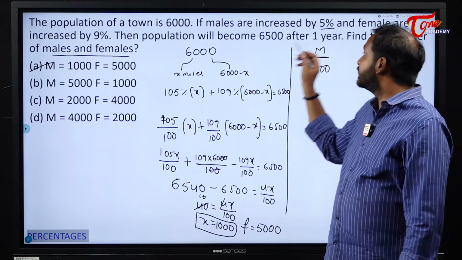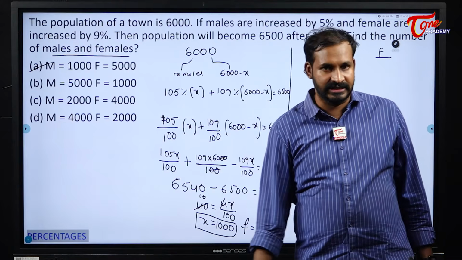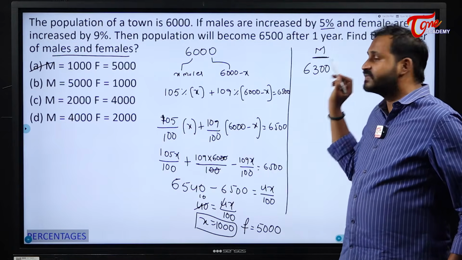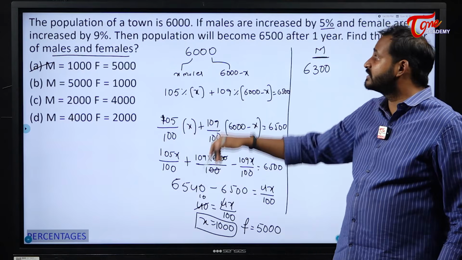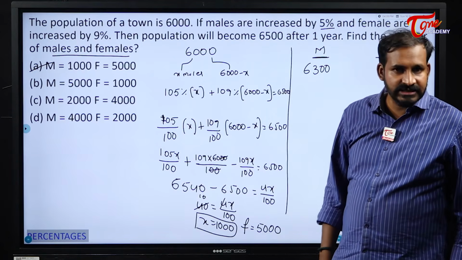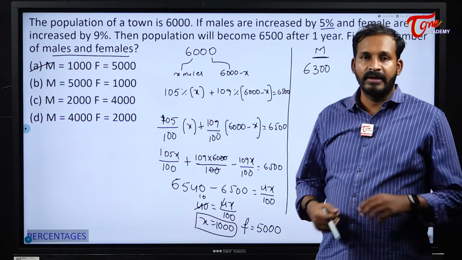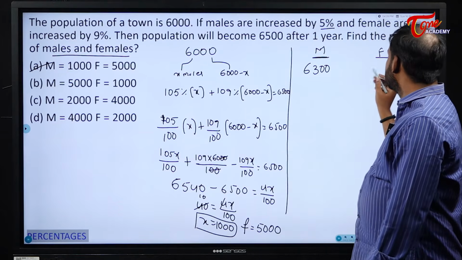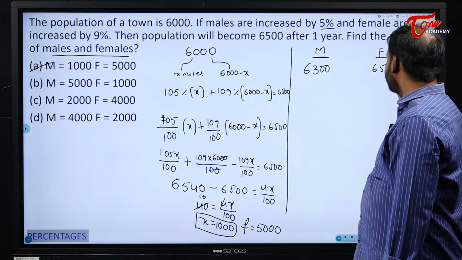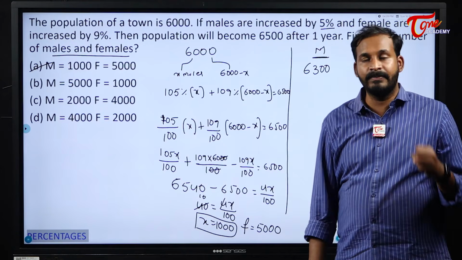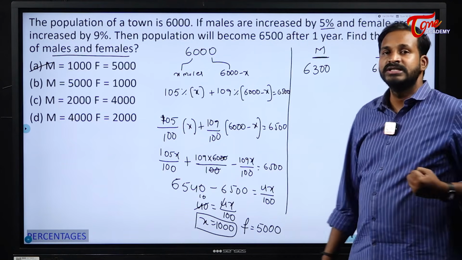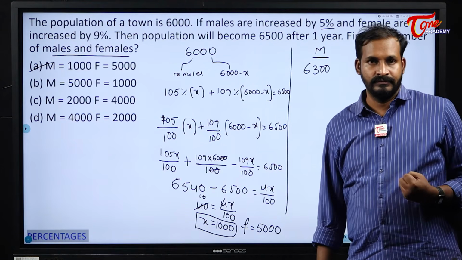The female population is increased by what percentage? 9% here. So what is 9% of 6,000? 10% is 600 minus 60. What will you get? 6,540. If the village consists entirely of female people, the population would have gone to 6,540.